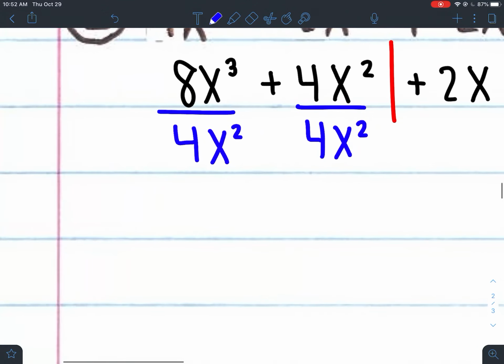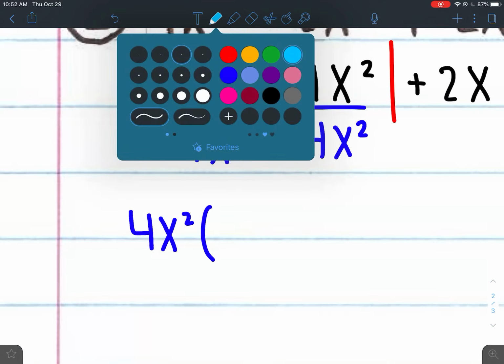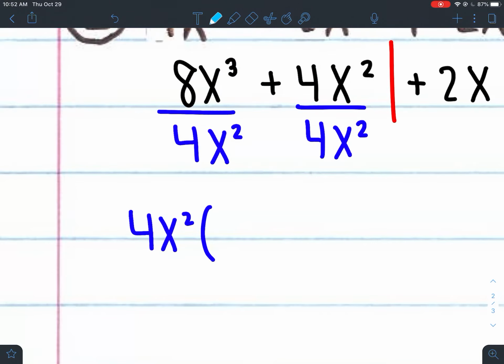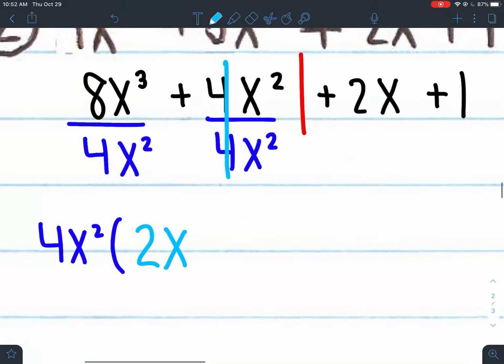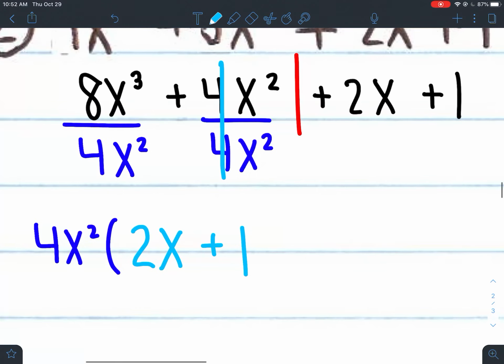So are we finished? No. Where does that 4x squared go? Remember that 4x squared goes on the outside of your parentheses. Okay, and then your leftovers go on the inside. So I do 8 divided by 4, and that's going to give me positive 2 because we're dividing. I have 3 x's and I take away 2 x's, so I have 1 single x left. Now 4 divided by 4 cancels, but what does it cancel and divide to? What's 4 divided by 4 equal? Positive 1 here. And I have 2 x's and I take away 2 x's, so that also cancels.